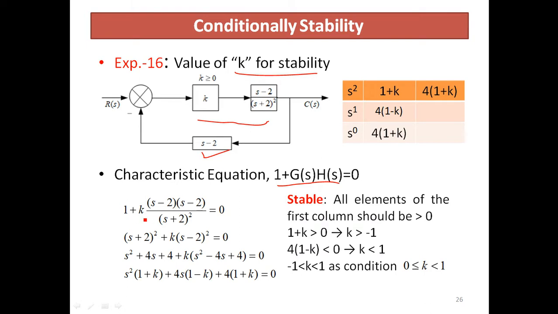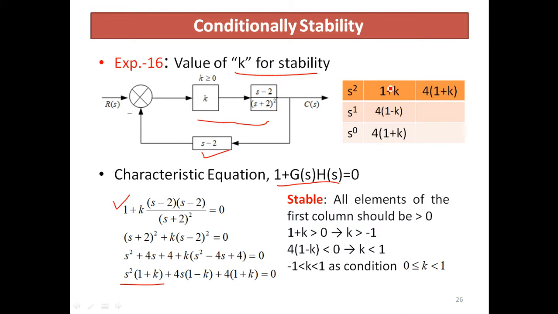So 1 plus k into (s minus 2) divided by (s plus 2) whole square into (s minus 2), this factor, equal to 0. On solution you would be getting s square into (1 plus k) plus 4s into (1 minus k) plus 4 into (1 plus k) equal to 0.